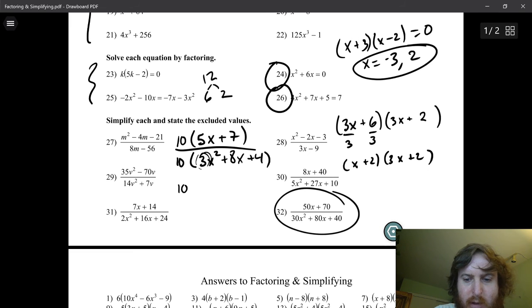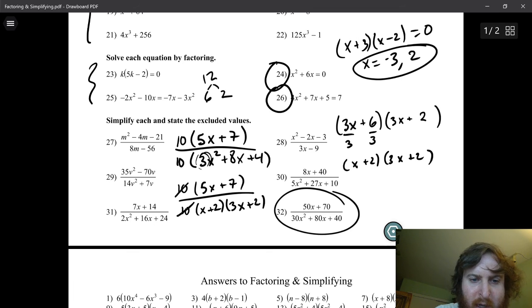So now I'm going to do that. 10 times 5x plus 7, all divided by 10 times x plus 2 and 3x plus 2. Now, in a lot of these other ones, we're going to have things that cancel out. But in this case, only the 10s cancel out. So this would be our answer.